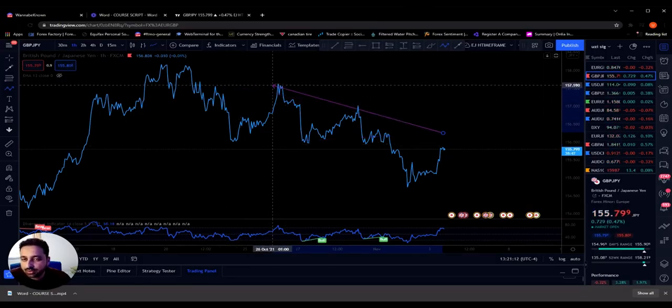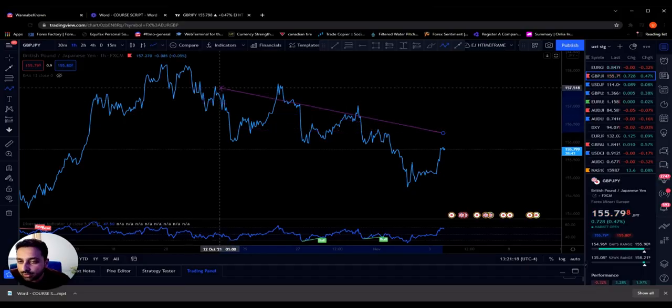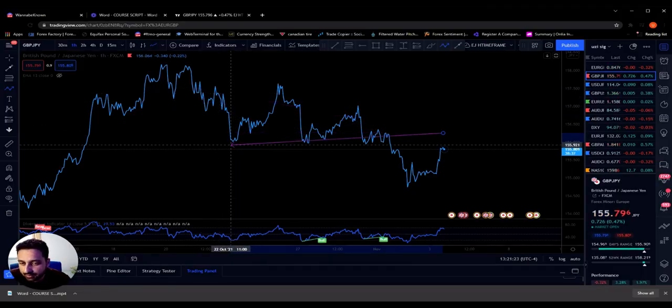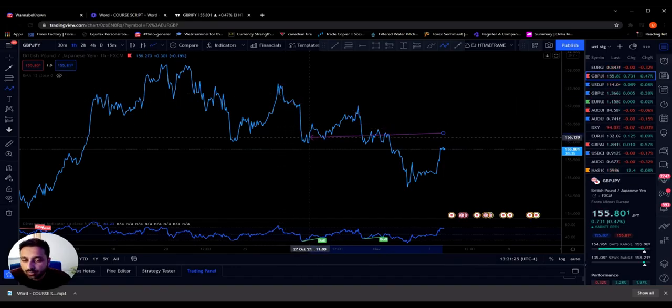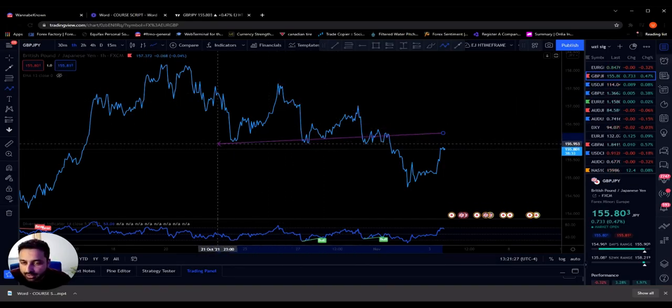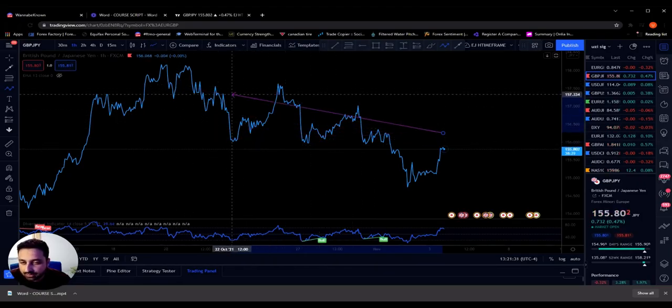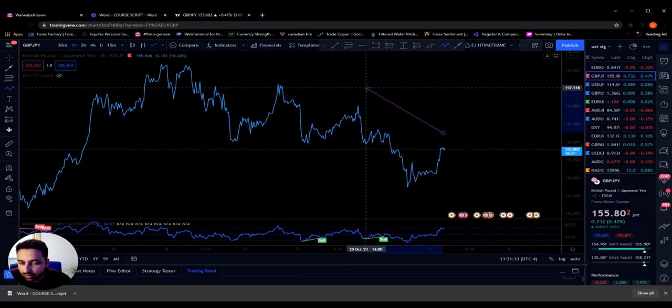Okay, so things like this you can let go, okay? It's very minor that we broke this little structure here. The more important part here was that we broke structure impulsively, with a strong impulse to the downside. And then it's always okay to make equal lows, even if we are in a downtrend. That's fine. That does not mean that the trend has reversed and it's going to go up.